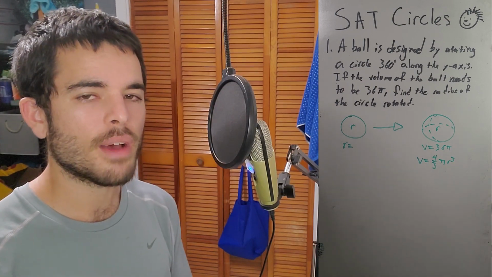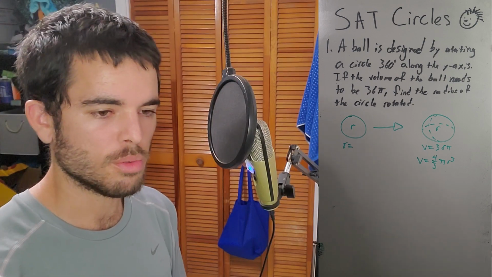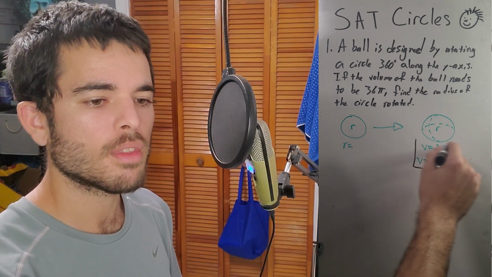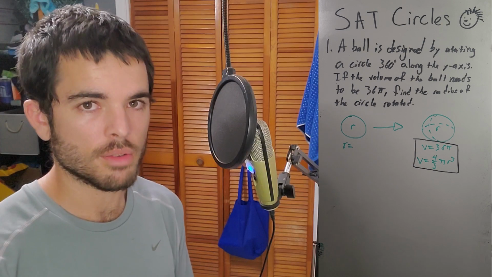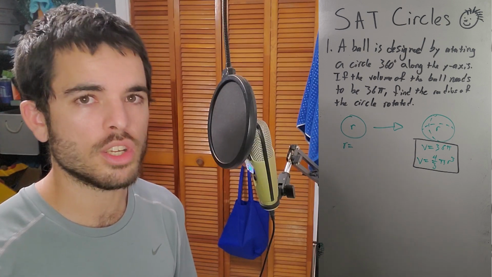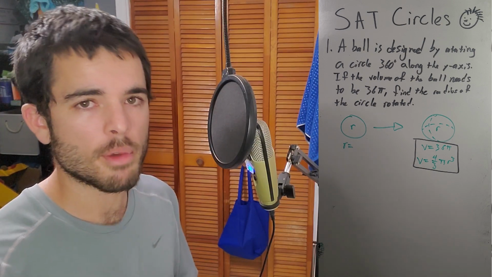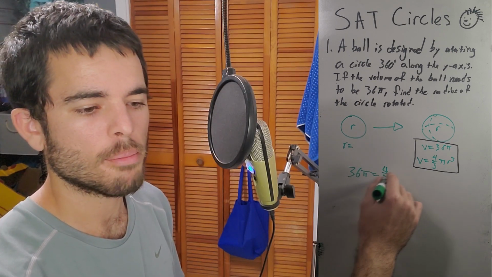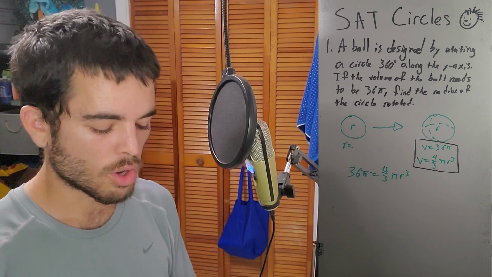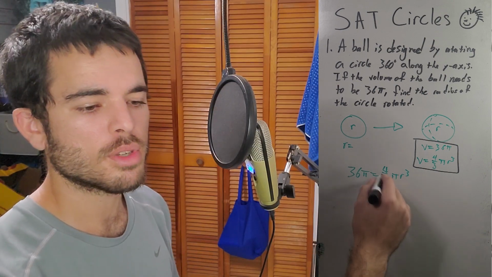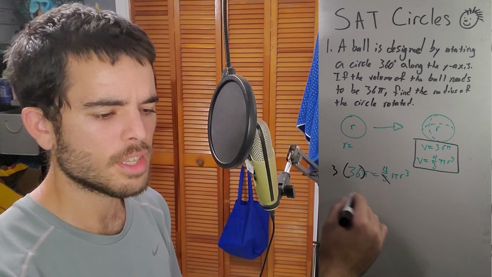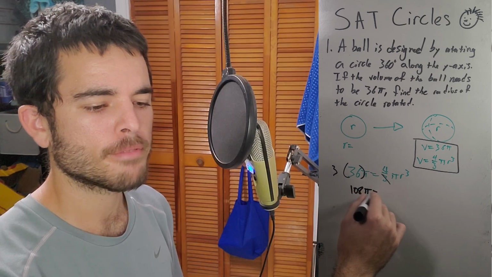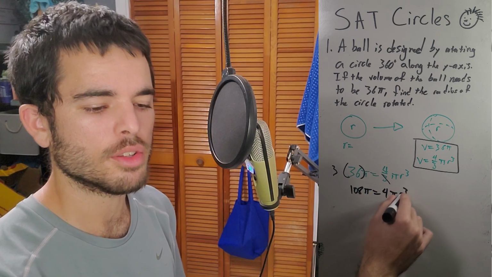I could set these values equal to each other, the two volumes here. The volume that they gave me and the volume from the formula that we know, whether it's from the SAT formula sheet, which it will be on, or you have that memorized. We have 36 pi equals 4/3 pi r cubed. To solve for r, the first thing you want to do is multiply both sides by 3, giving you 108 pi equals 4 pi r to the third power.